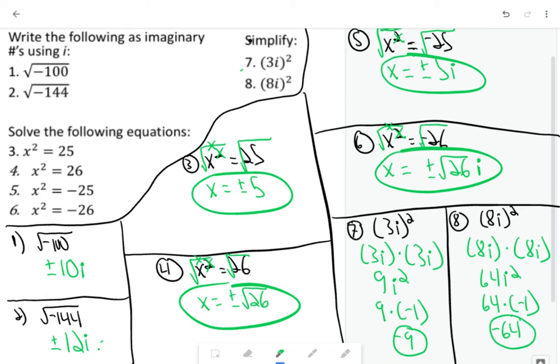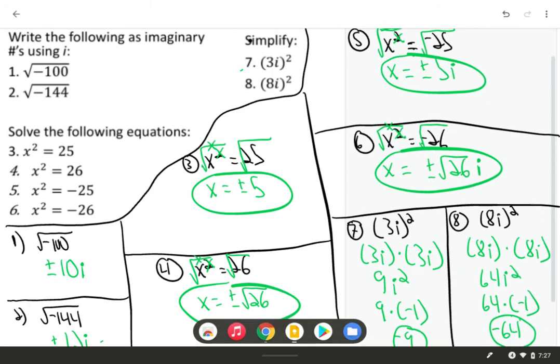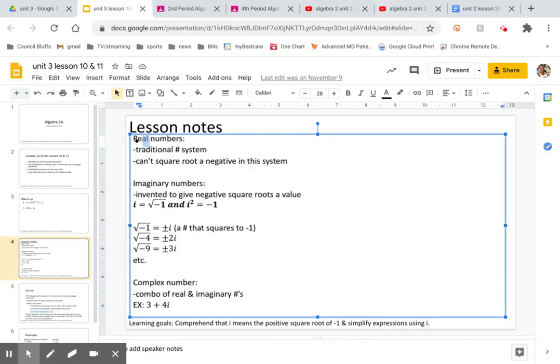So what happens if I take an imaginary number and I square it? Well, if I take an imaginary number and I square it, I actually end up with a real number, right? I end up with a regular -9, -64. There's no i in it. So it's really important when you end up with i squared in your answer, you have to use the fact that i squared is equal to -1 in order to simplify it as much as possible.